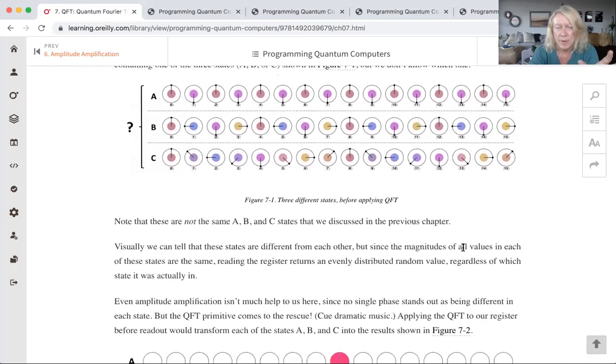And then they point out that amplitude amplification isn't going to help us because the phases are all the same. So we have to somehow do some sort of computation on the lines, basically.